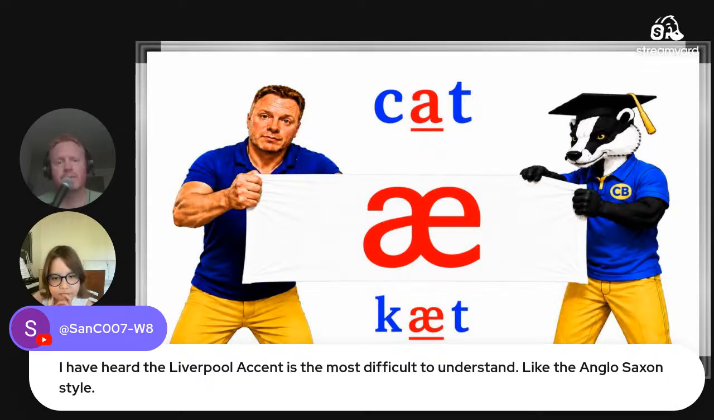I have heard that the Liverpool accent is the most difficult to understand. Like the Anglo-Saxon style. These were the original people who came to England from mainland Europe hundreds and hundreds of years ago. I don't know. Is there a connection between Liverpool accent and Anglo-Saxon? I heard it was the connection between Irish English, which is the most famous part of Liverpool, but maybe there's something there I don't know about.